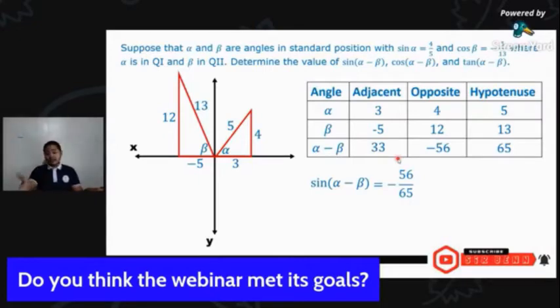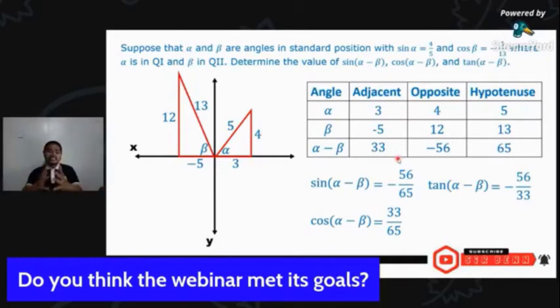For cosine, let us apply again the trigonometric ratio: cosine theta is equivalent to adjacent over hypotenuse. So in that case, that will be 33 over 65. And last, for tangent alpha minus beta, I am very confident that you already know how to do this one. Tangent alpha minus beta will be equivalent to negative 56 over 33.